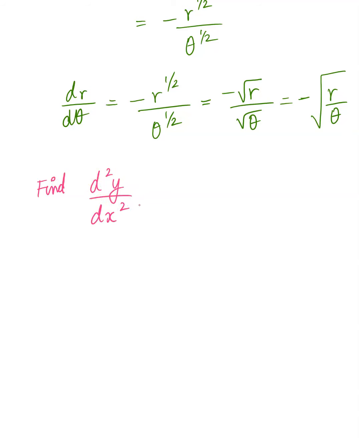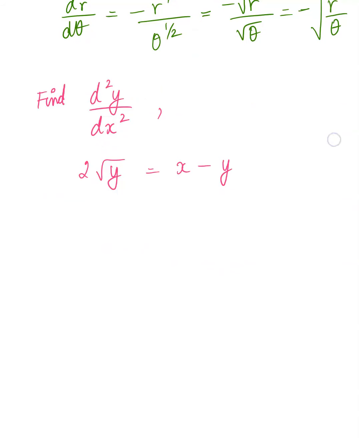Find d squared y over dx squared. You know that means the second derivative, x minus y. From practice we know that when we have the radical, we have to write it as a rational power, rational exponent, because that helps us to do the power rule. And now we're ready to differentiate with respect to x.